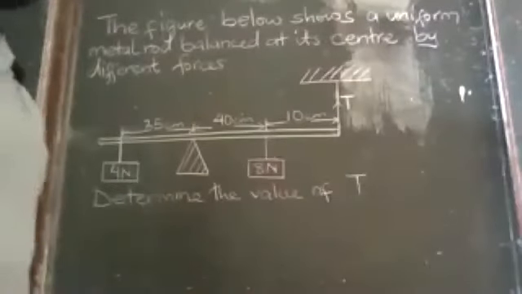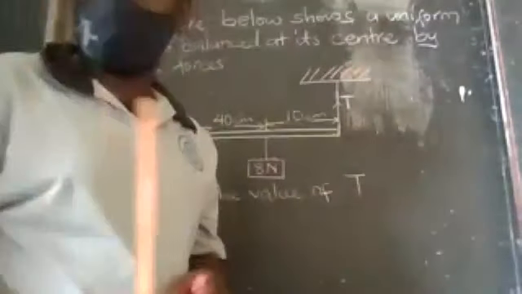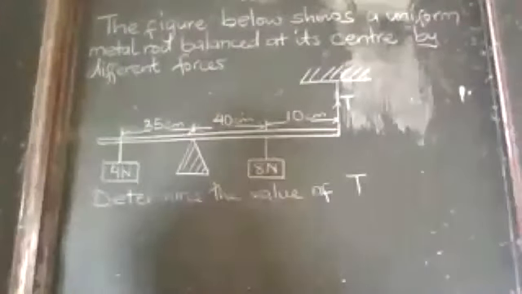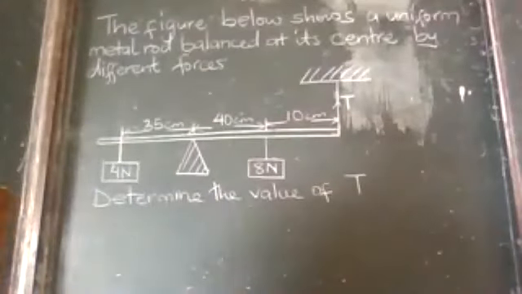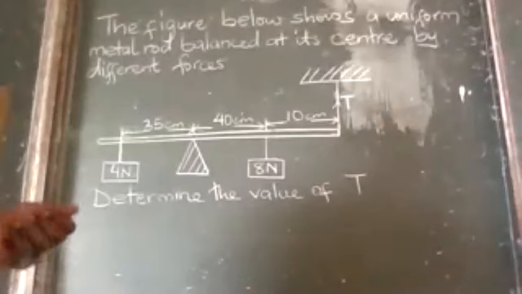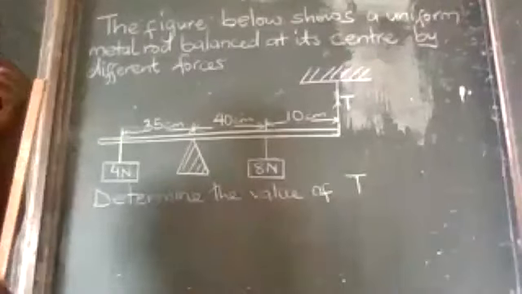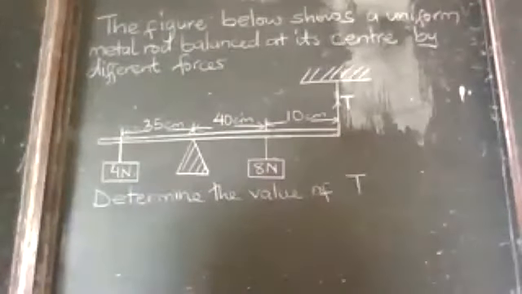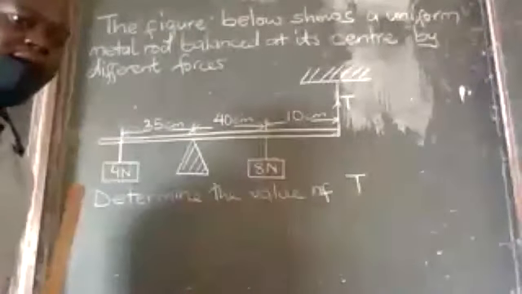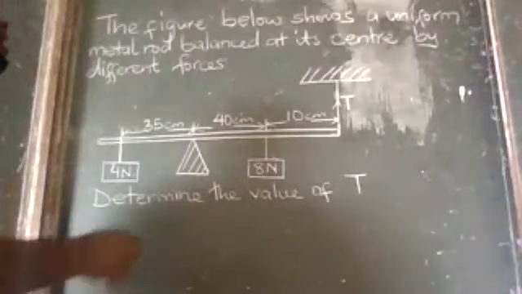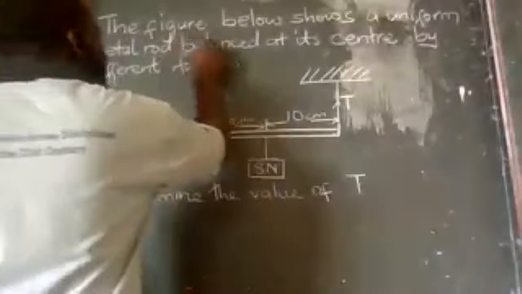Okay. All right, ladies, let's go through the solution of this number. The figure below shows a uniform meter rod balanced at its center by different forces. So every time you read a question, there are some key terms to pick out. The first word is balanced.